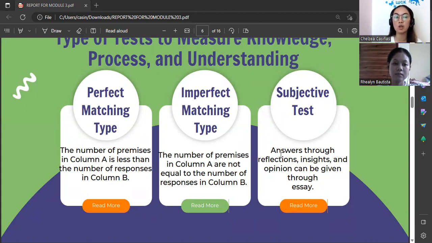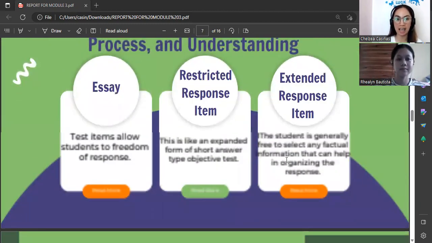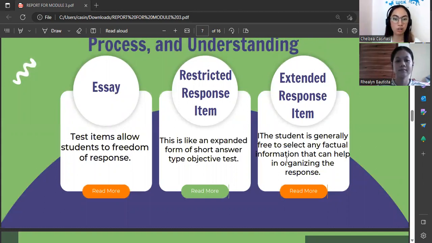Subjective test naman, ito yung freely expressing of your ideas and madalas nakikita siya sa mga reflections, essays, insights, and opinions that can be in a form of essay. Next would be the essay. Test items allow students freedom of response. So, merong kalayaan ang mga bata na makapagpahayag ng kanilang sariling saloobin patungkol sa isang topic or idea.